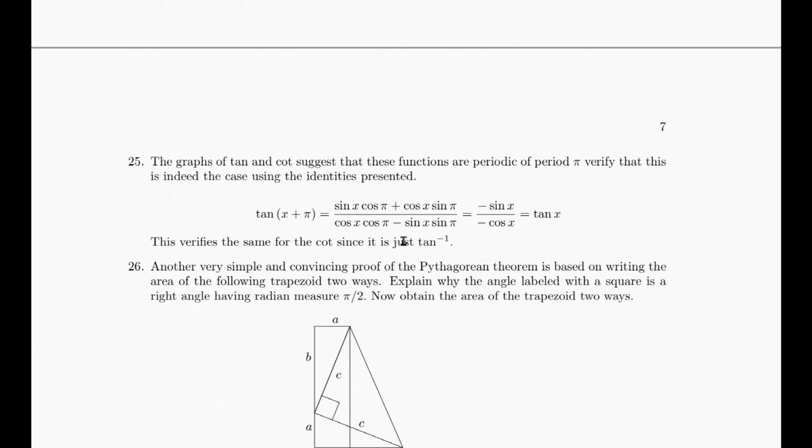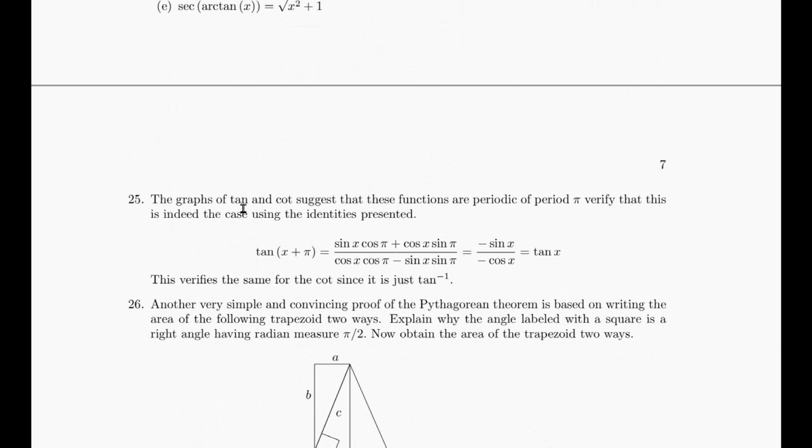Now, the graphs, if you look at the graphs of tangent and cotangent, they appear to be periodic of period pi. And in fact they are, because if you look at tangent of x plus pi, it's the sine of x times the cosine of pi plus cosine of x sine of pi. This is 0. This is -1. This is -1. This is 0. So you end up with this, and that's the tangent of x. Now it works exactly the same for the cosine.